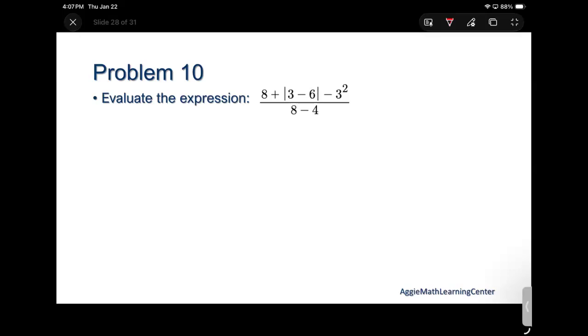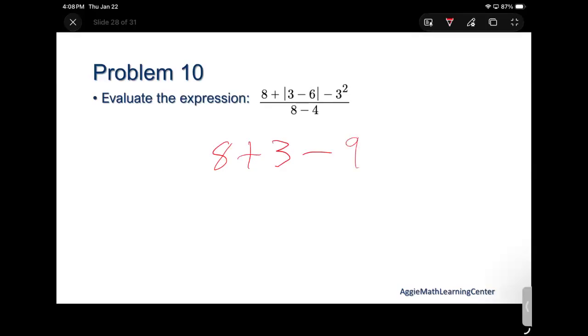Okay, let's start here. What is the first step? What should we do first here? Absolute values. Yeah, so what's inside the absolute value? 3 minus 6. 3 minus 6 is what? -3. -3, but what's the absolute value of -3? 3. 3, perfect. And then we still have, what's 3 squared?